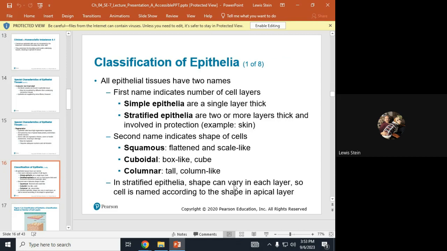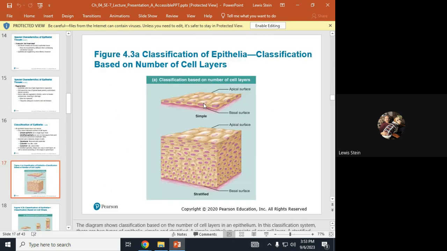Okay? So in stratified, they vary, so we name it by the apical layer. For instance, stratified squamous, where you can see it's rounder here as it goes toward the surface, effectively changing as it gets away from its blood supply, it begins to change or vary. So you see this on the outer area where it's simple, and notice the shape of the nucleus, rather flat.